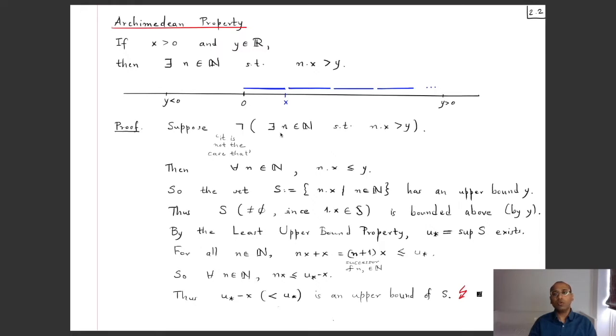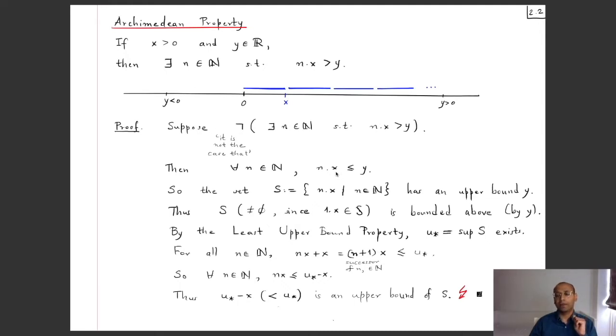That means that no matter which natural number you take, this does not hold. That is, nx is not bigger than y. In other words, nx is less than or equal to y. So the negation of this statement is that for every n you take, nx is less than or equal to y.